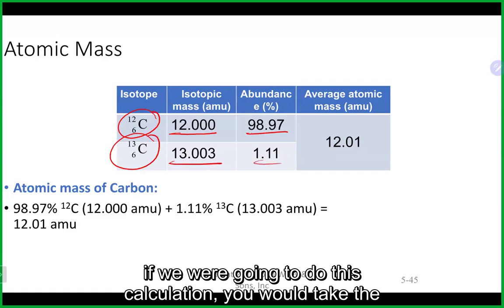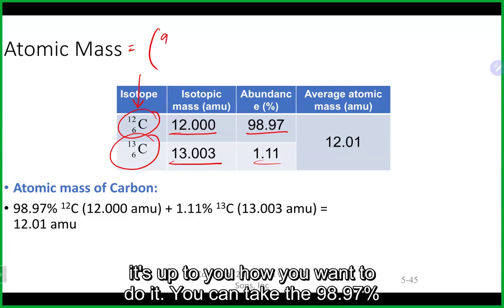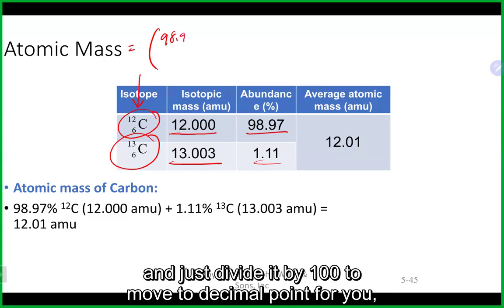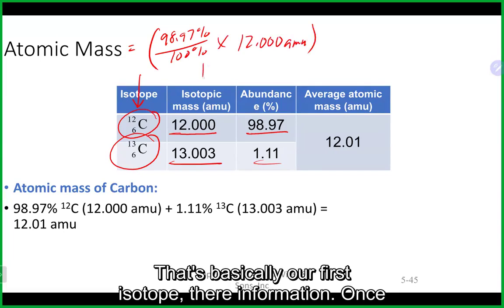So if we were going to do this calculation, you would take the atomic mass, and we take our first isotope. Once again, it's up to you how you want to do it. You can take the 98.97% and just divide it by 100 to move the decimal point for you if you wanted to do that. And you would multiply it by the 12 AMU. That's basically our first isotope information.